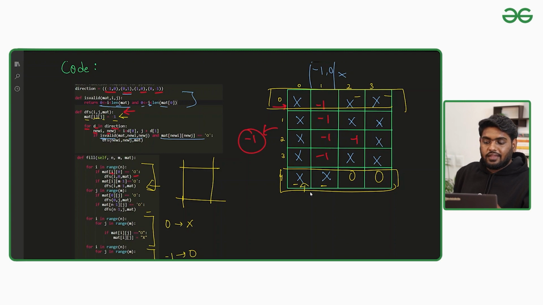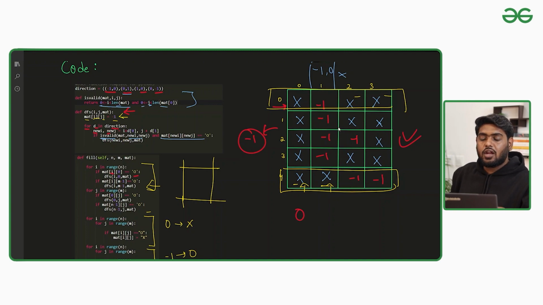For this row, DFS won't be called here because we do not have O. This won't be called. This will be called. Once this is called, this will be converted to -1 and this will also be converted to -1. Once this is converted to -1, it will be looking something like this. So after the successful execution of our DFS, this will be our matrix. In this example, we are not having any value being left as O.